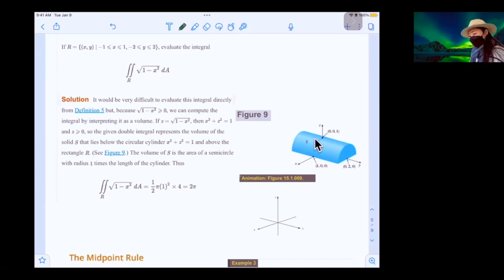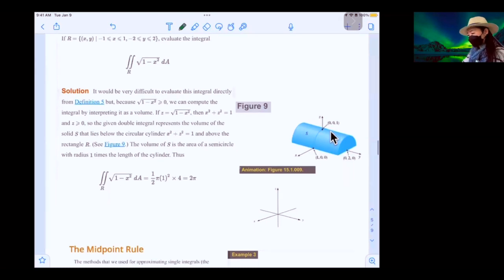Now, how do we do this? If you try to use those Riemann sums, it will be hard, right? However, notice this function here. This function is a positive square root, so it is a positive function. So it is going to be above the xy plane. So we can interpret this double integral as the volume under the surface and above the xy plane.